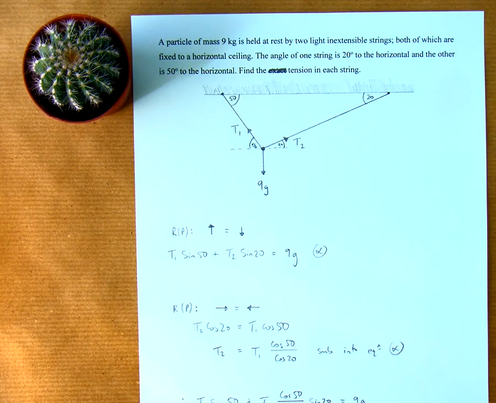A particle of mass 9 kilograms is held at rest by two light inextensible strings, both of which are fixed to a horizontal ceiling. The angle of one string is 20 degrees to the horizontal and the other is 50 degrees to the horizontal. Find the tension in each string.